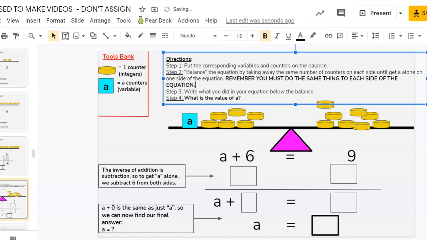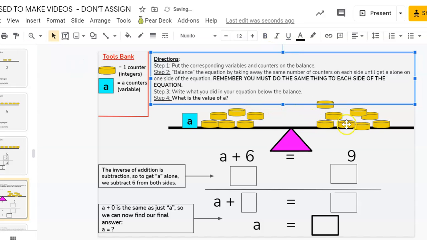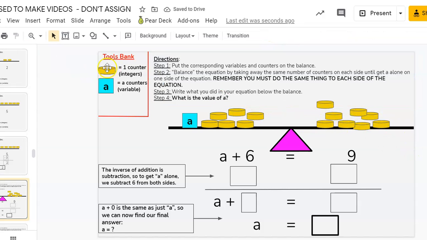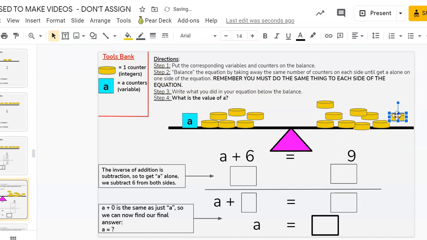Oops, moved the wrong thing. 1, 2, 3, 4, 5, 6, 7, 8. I need one more. 9. See, they don't have to be perfect as long as they are definitely on the two different sides. And now I want to get the a all by itself. It says right here, the inverse of addition is subtraction. So to get a alone, I need to subtract 6 from both sides.